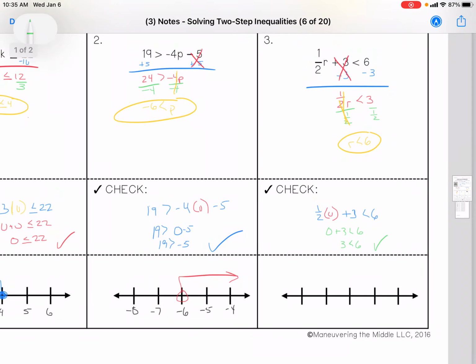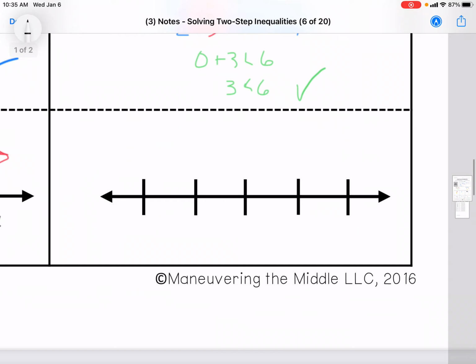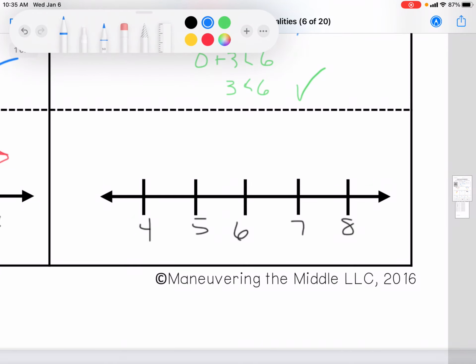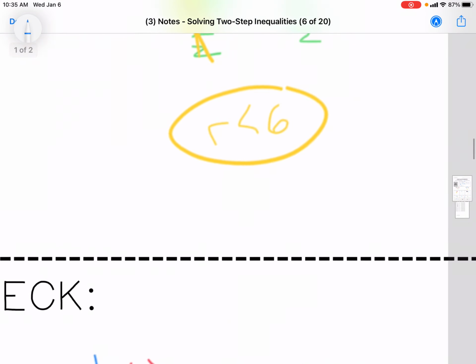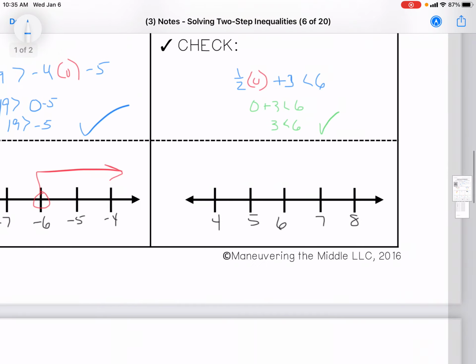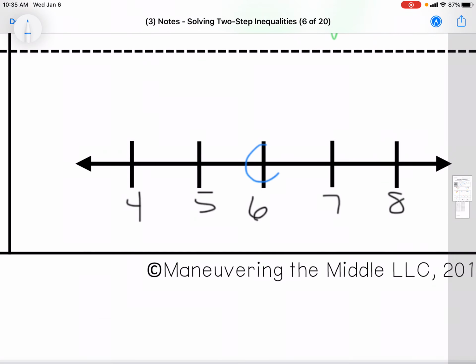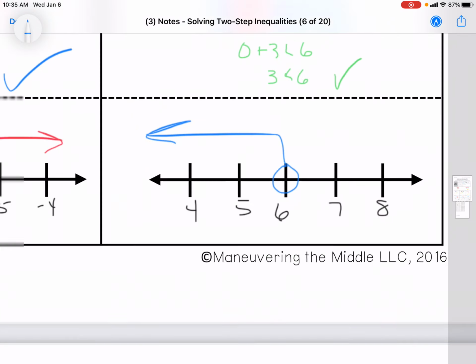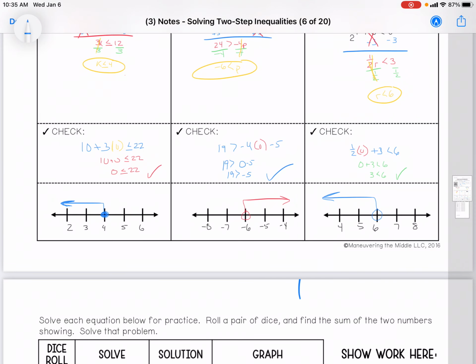All right, so let me graph 6, 7, 8, 5, 4. It is an open dot because there's no equal sign under there, and R is less than. So less than goes which way? It's an open dot. Less than goes to the left. Okay, to the back page.